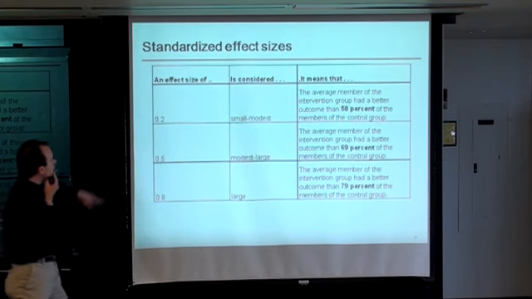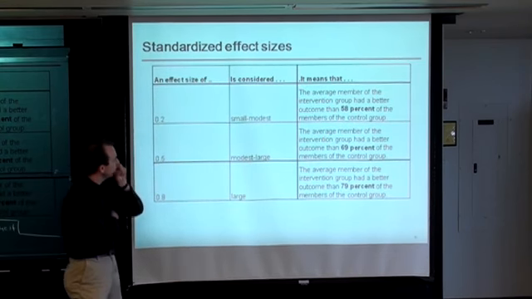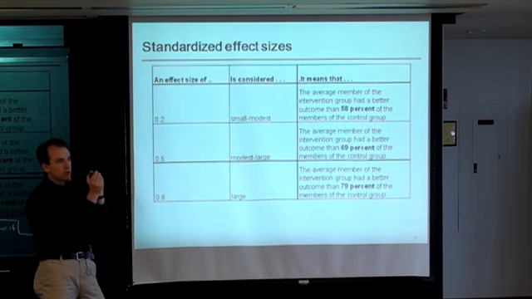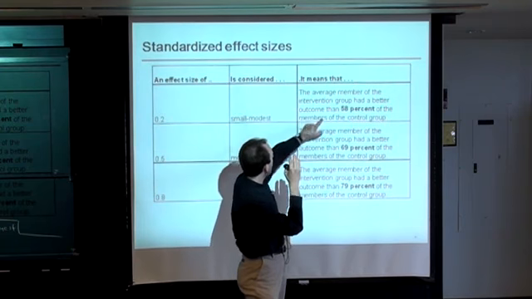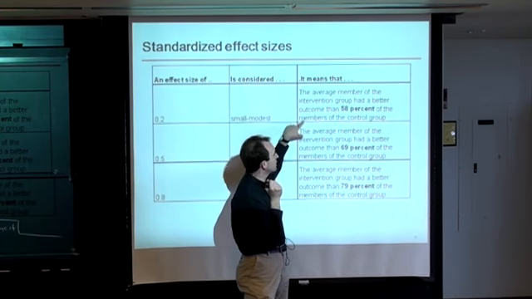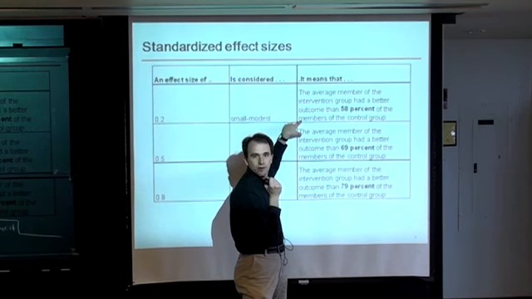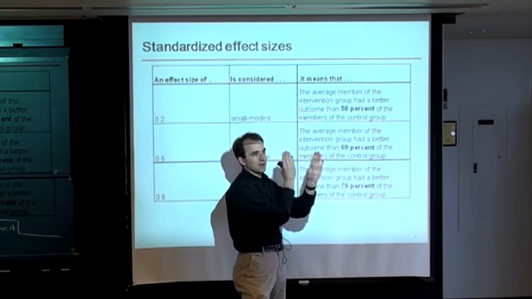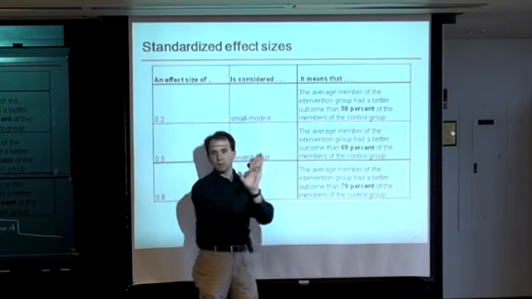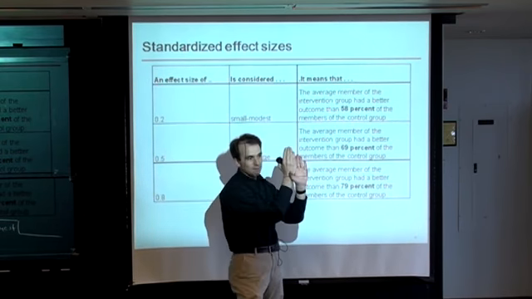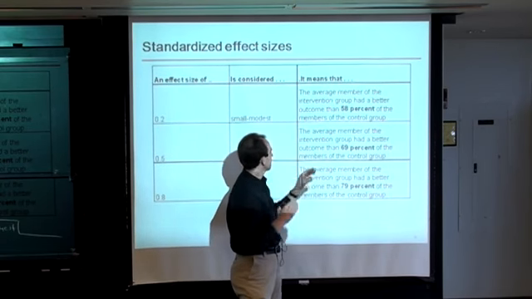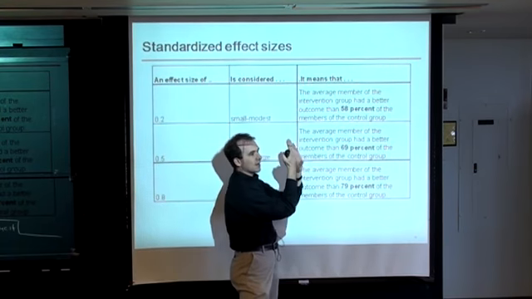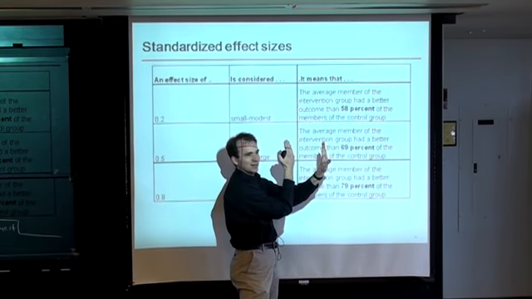A standardized effect size of 0.2, which we were saying was a modest one, means that the average person in the treatment group, the median or the mean person, had a better outcome than 58% of the people in the control group. Remember, if it was 0, it would be 50-50. If there was no effect, the distributions would line up, and the median person in the treatment group would be better than 50% of the people in the control group. So instead of lining up at exactly 50-50, it's lining up at 58%.